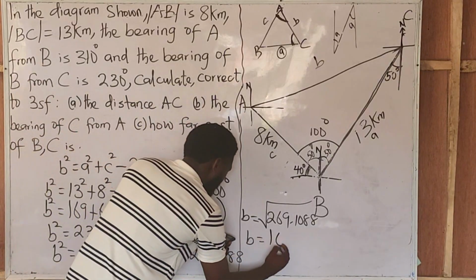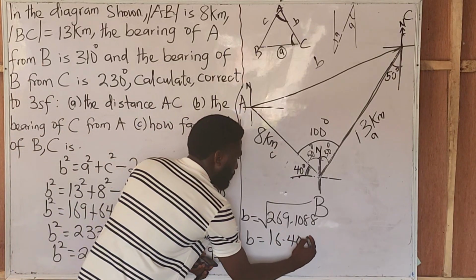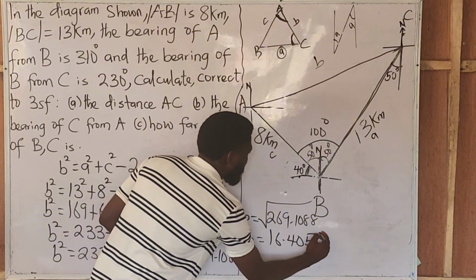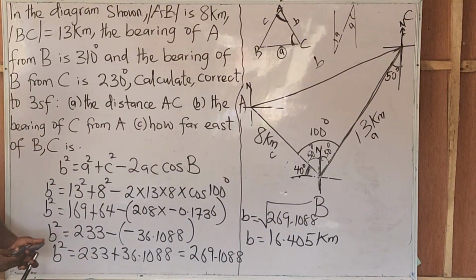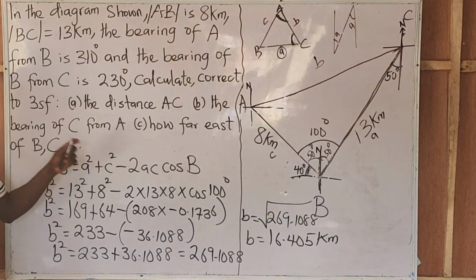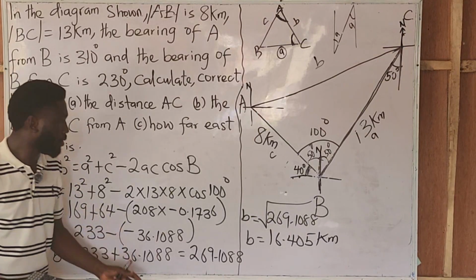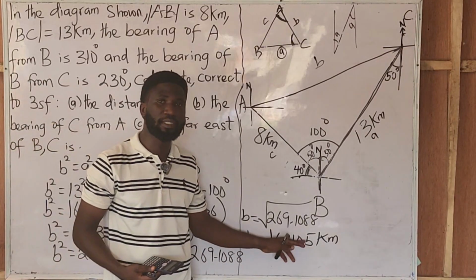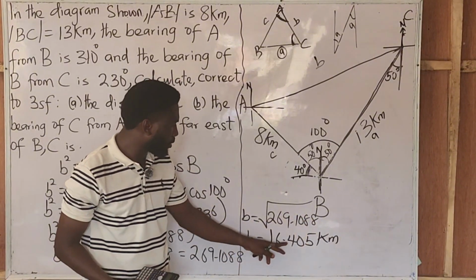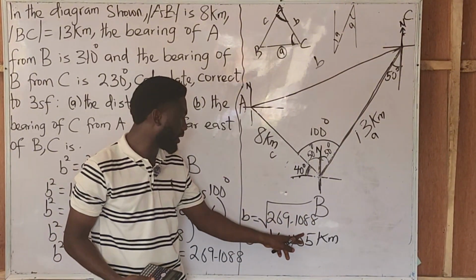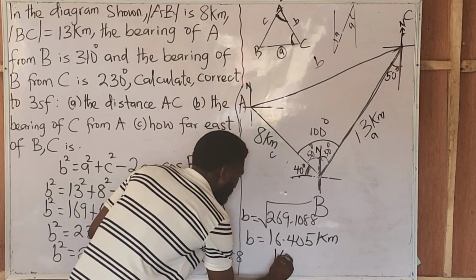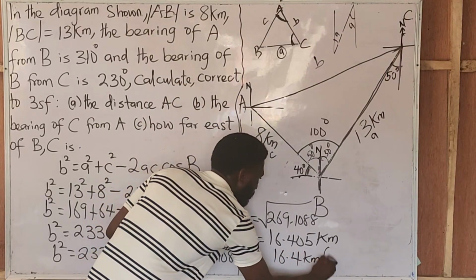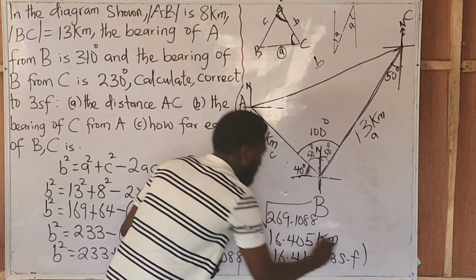And that is 16.405, that's 5 kilometers. But the question says that you have to get your answer in 3 SF, that is 3 significant figures. So now, let's change this to 3 significant figures. That's 1, 2, 3, what follows that is 0 now. So this 0 here cannot change this. So it's going to give us 16.4 kilometers to 3 SF.